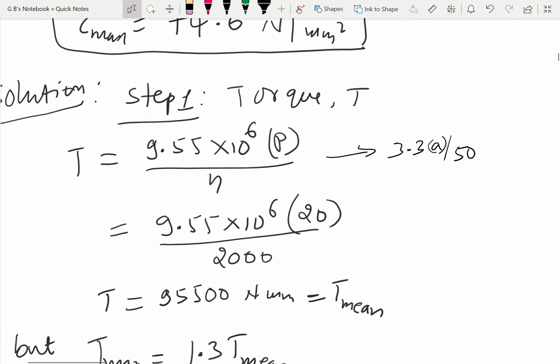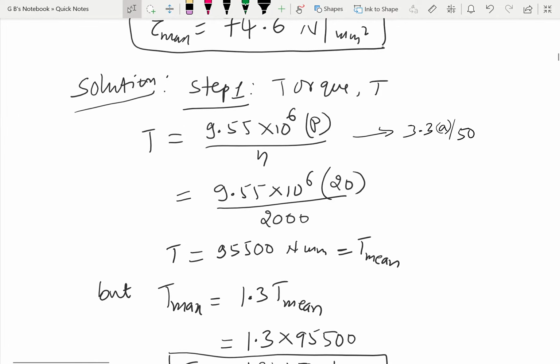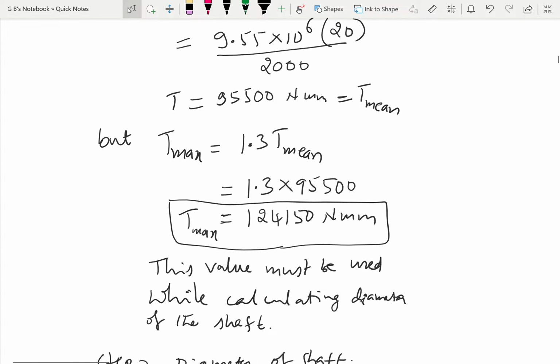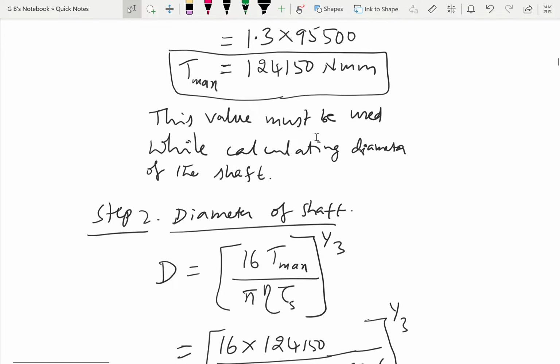Solution. Step 1. Calculation of the torque. Torque T is equal to 9.55 into 10 to the power of 6 into power divided by speed. After substitution and simplification, we get torque T is equal to 95,500 Newton millimeter. This is actually the mean torque. As per the given condition, maximum torque is equal to 1.3 times mean torque. So hence maximum torque is obtained as 124,150 Newton millimeter. This value must be used while calculating diameter of the shaft and in other calculations.